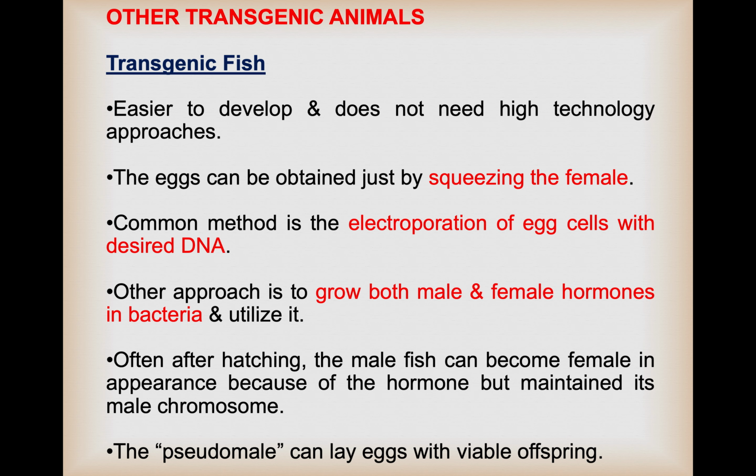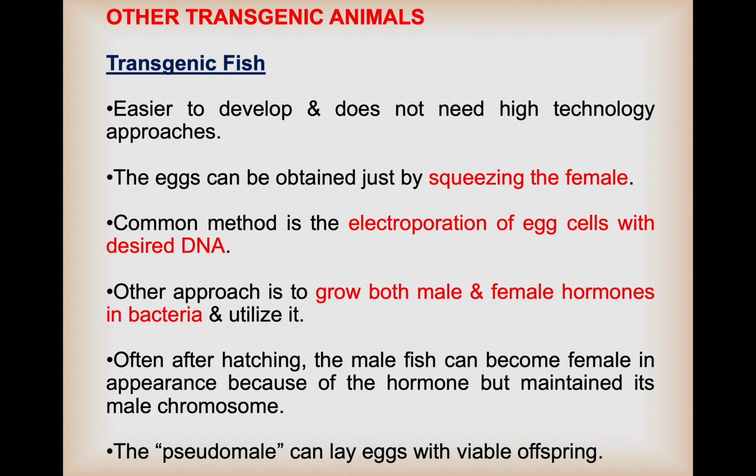So let's have a look at some other transgenic animals. I think I have transgenic fish and transgenic chicken. So let's have a look at transgenic fish. It is actually easier to develop transgenic fish, and it does not need high technology approaches. The eggs could be obtained easily just by squeezing the female, because the eggs are next to the gill, so basically you can just squeeze them out.